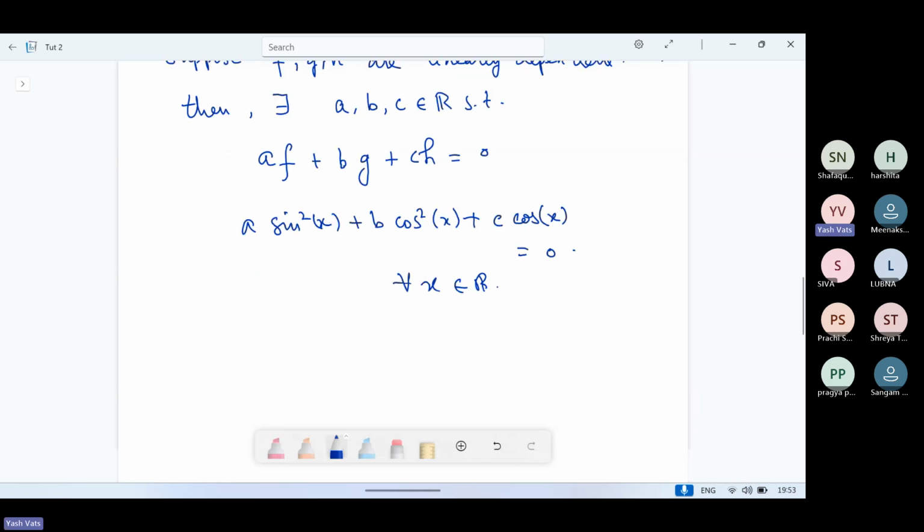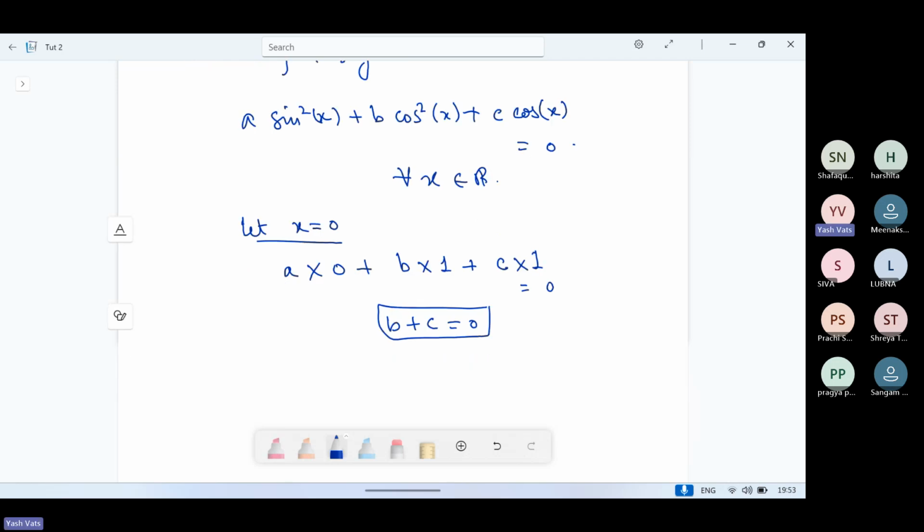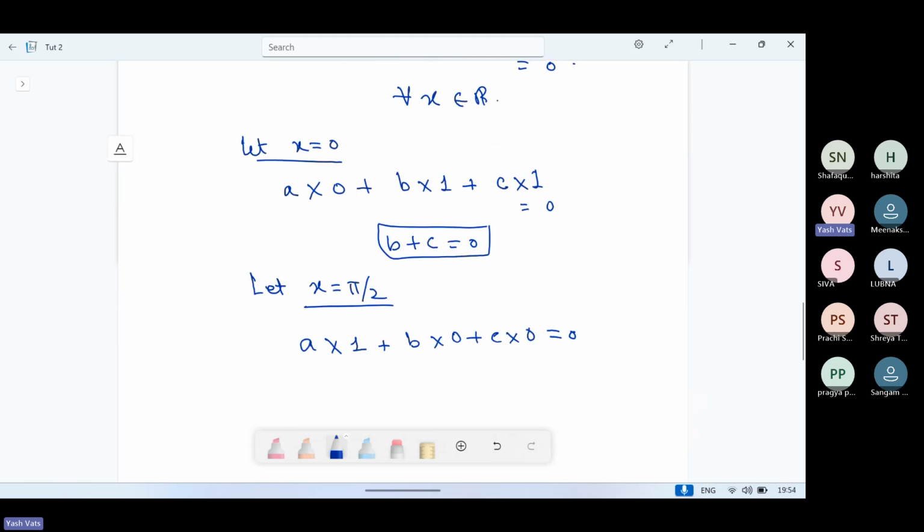So what you can do is you just substitute. Let x be equal to 0. Then it happens. What is sin 0? That is 0. Cos 0 is 1, and cos 0 is again 1. So that is 0, so b plus c is 0. Okay, this is the equation you get. You need 3 equations. So let x be equal to pi by 2, because these are very convenient. So sin pi by 2 is 1, cos pi by 2 is 0, and cos pi by 2 is 0. So it's 0. So a is 0.